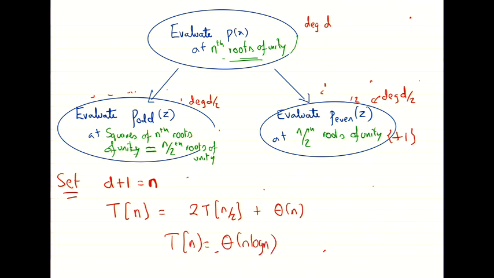Okay. Yes, question. Okay, so it's a great question. The question was, in P odd and P even, is it that the number of coefficients is dropping by 2 or the degree is dropping by 2? Actually, the degree itself is dropping by 2.